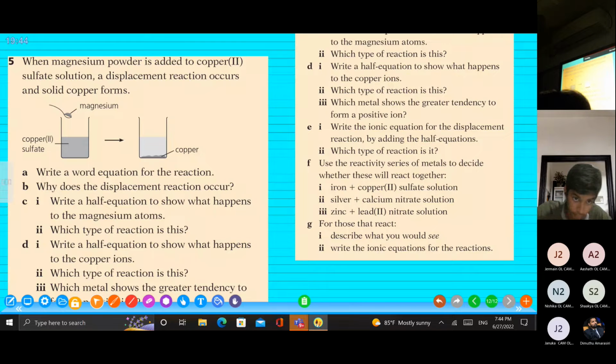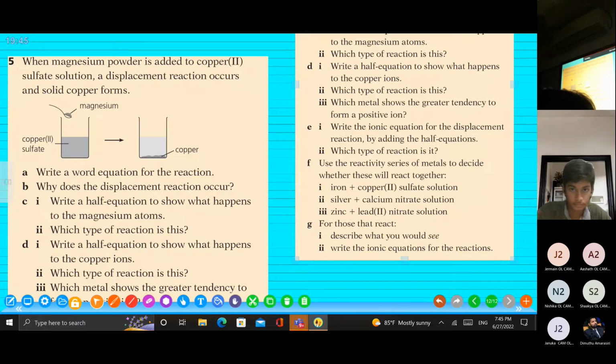Reactive. In the F part, we just put a tick to the ones that are reactive. Or you can write the product, the main reactor, and magnesium sulfate and copper. Displacement, right? But you need to use your reactivity series in order to decide.